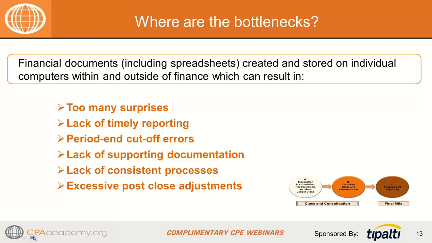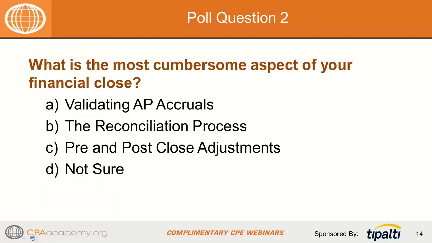All right, so what are the bottlenecks in the closing process? Sometimes financial documents and spreadsheets are created and stored on individual computers within and outside of finance, and that results in way too many surprises, lack of timely reporting, period and cutoff errors, lack of supporting documentation, lack of consistent processes, and excessive post-close adjustments. So you can see that if we look at the bottlenecks on both sides of the equation, that they're quite voluminous.